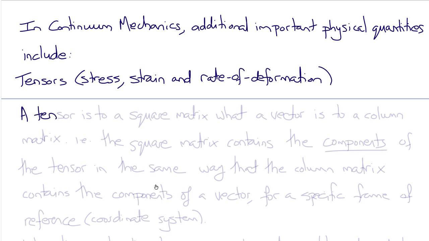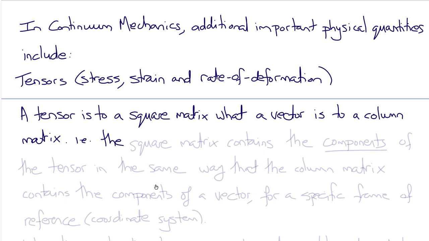So in the same way that a vector, which is a physical quantity, can have components in a particular frame of reference that are represented in a column matrix, a tensor is a physical quantity, one defined by two vectors, if you like, whose components can be represented by the contents of a square 3x3 matrix.